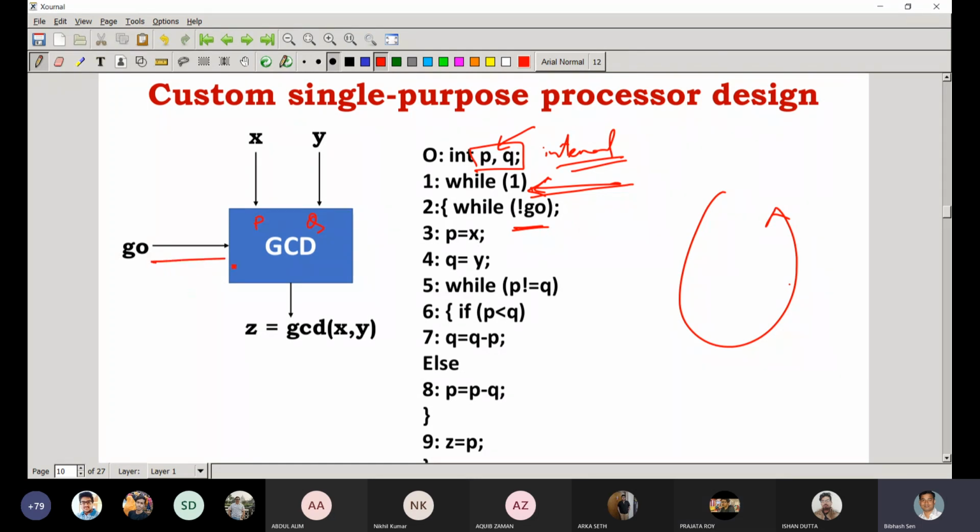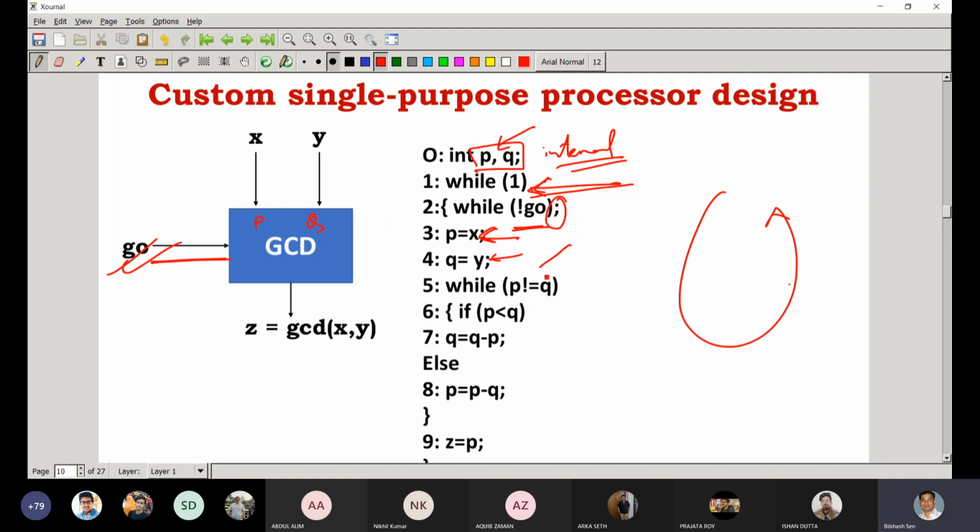Now, while not go. Suppose if the go signal is 0, then will it enter or not? It will not enter. If it is 0, then not 0 is 1. No, check, there is a semicolon there. Notice clearly: only once the signal is there, the else part will go. It is a style, using only while where I am doing if-else purpose. So when the go signal is available, then these two values will take the values of x and y externally.